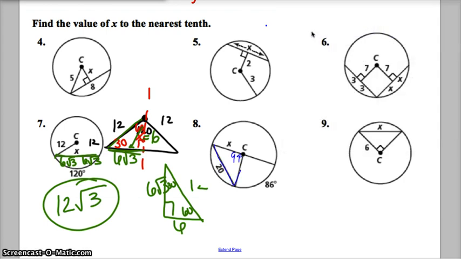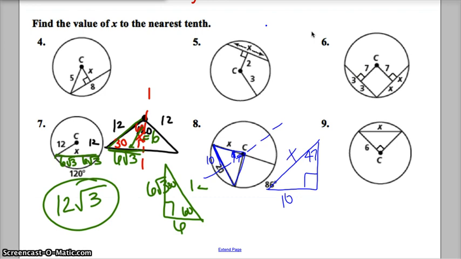So we end up with a triangle. I'm going to cut through the center, cut the 94 in half, cut the 20 in half. So I end up with a triangle. Half of 94 is 47. This is 90. Half of the 20 is a 10. I'm trying to find x.